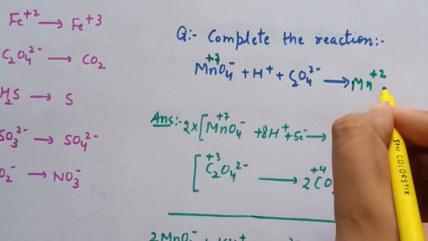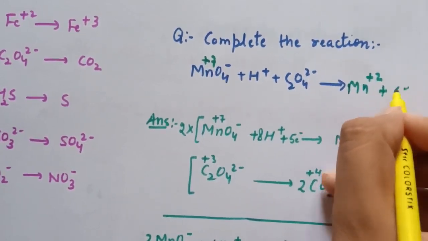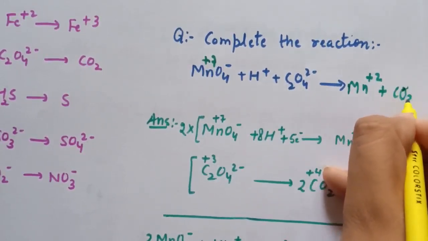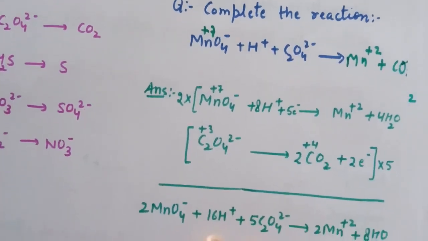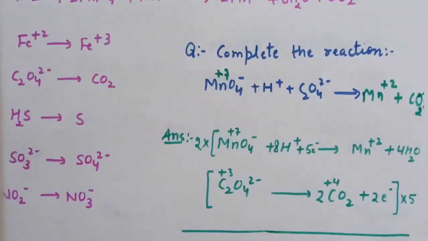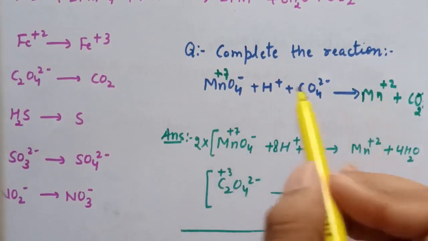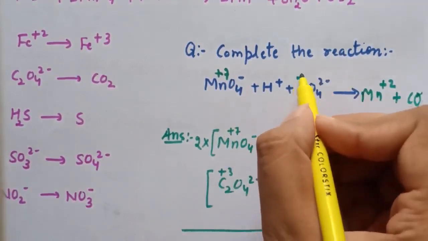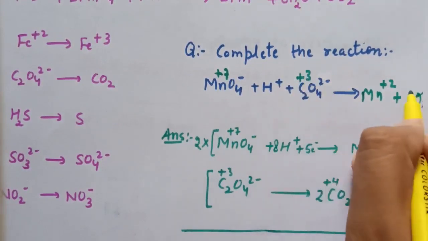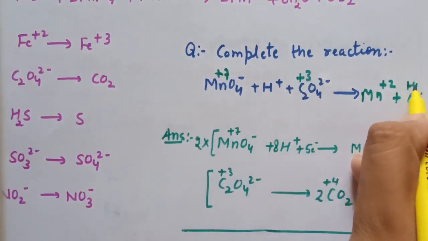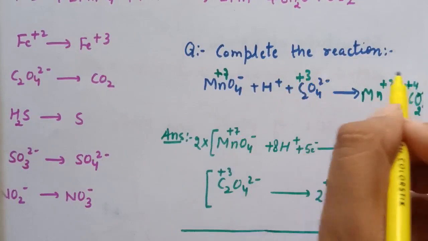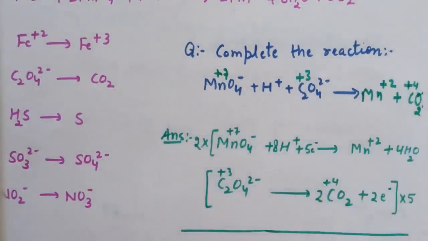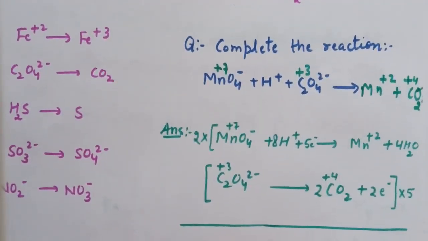2 negative will be oxidized to CO2. Now +7 to +2 is reduction process, and here the oxidation number of carbon is +3, and in case of CO2 it is +4. So this is oxidation and this is reduction. So we will write oxidation and reduction half reaction separately.